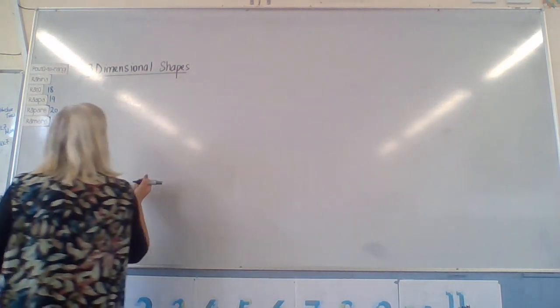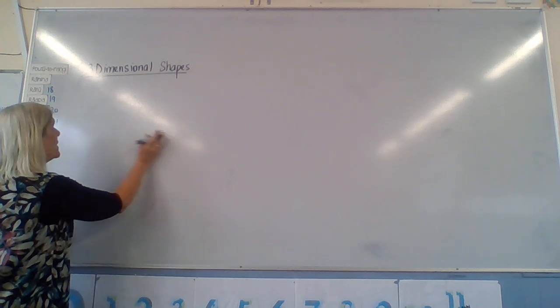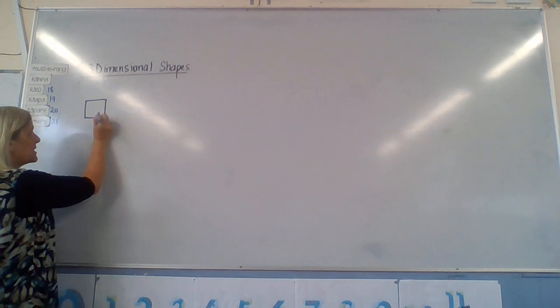All right, so how to draw a cube on a 2D space, a blackboard. What we do is we draw a square. You're watching this way and not talking.